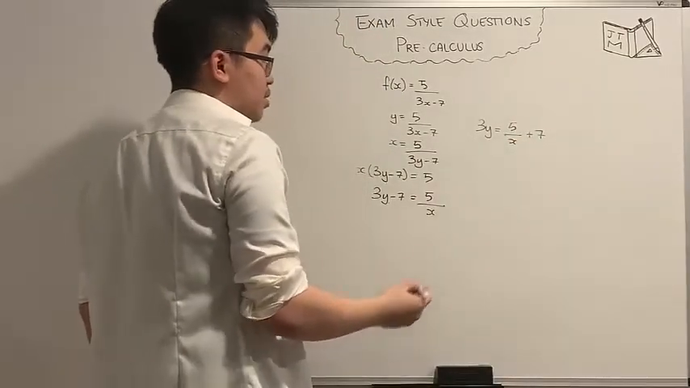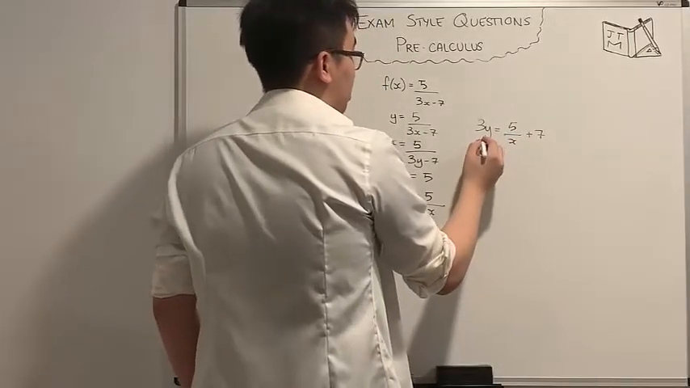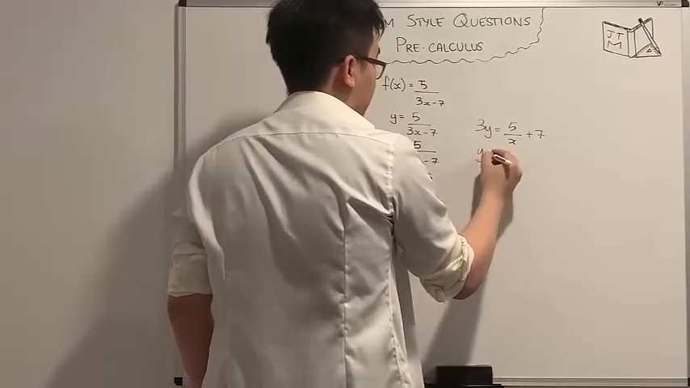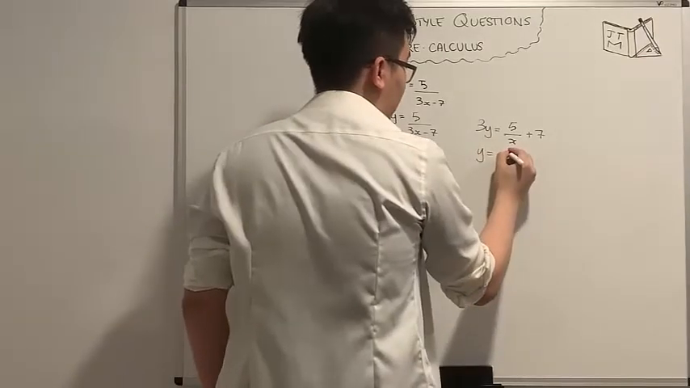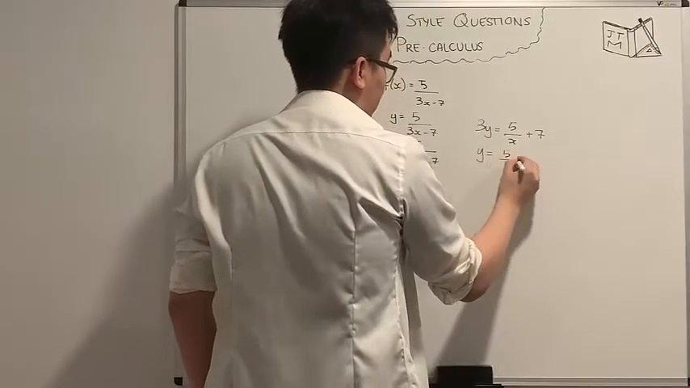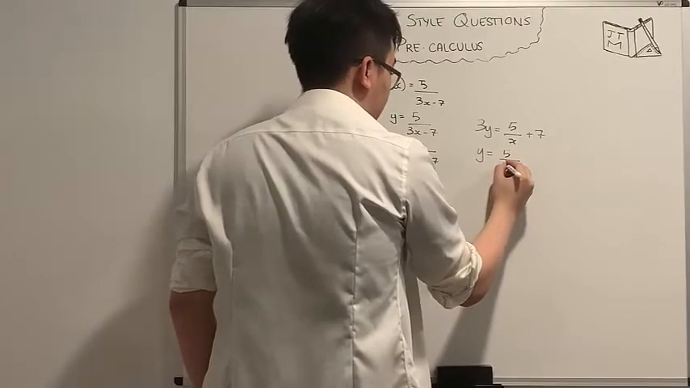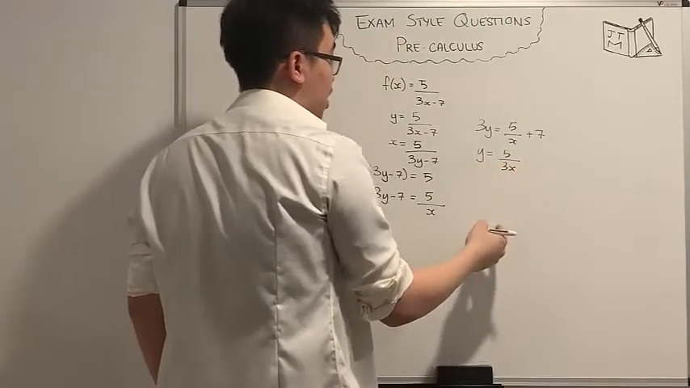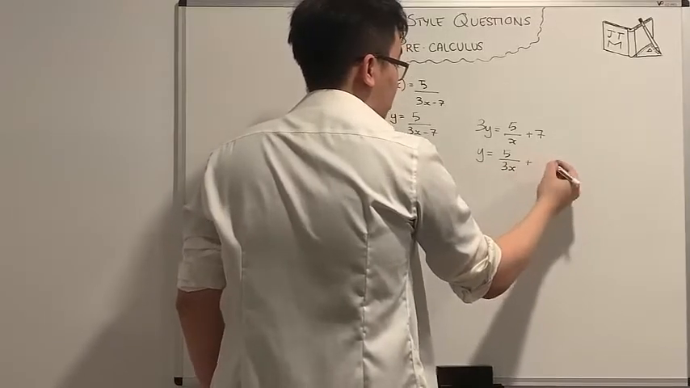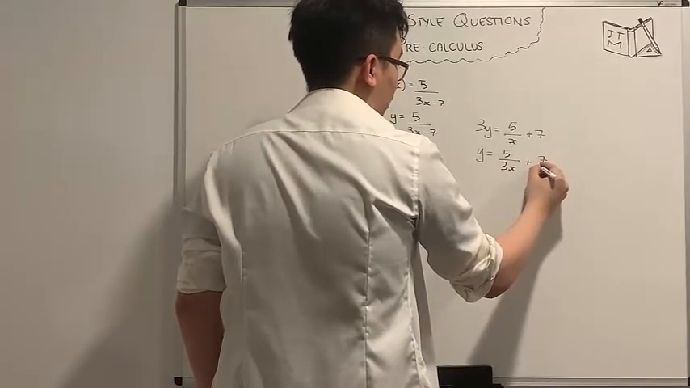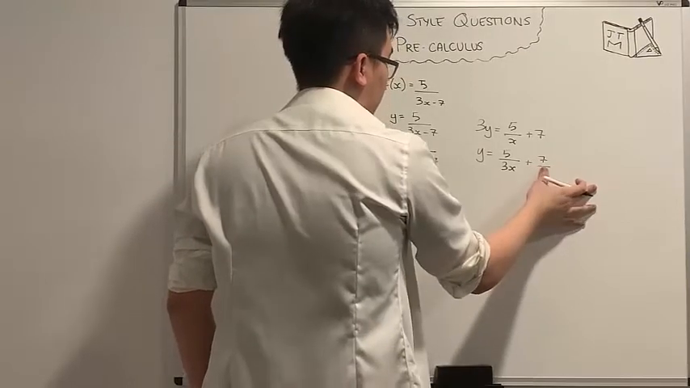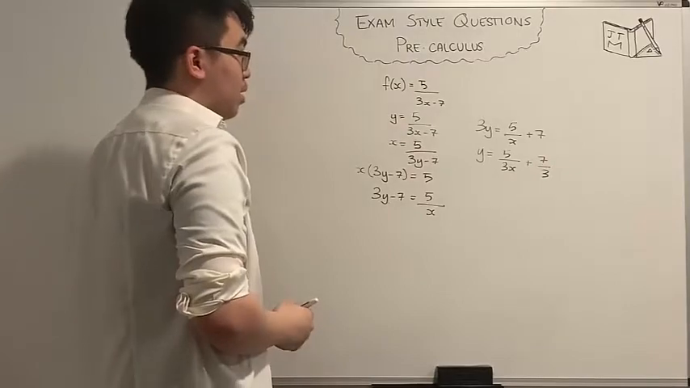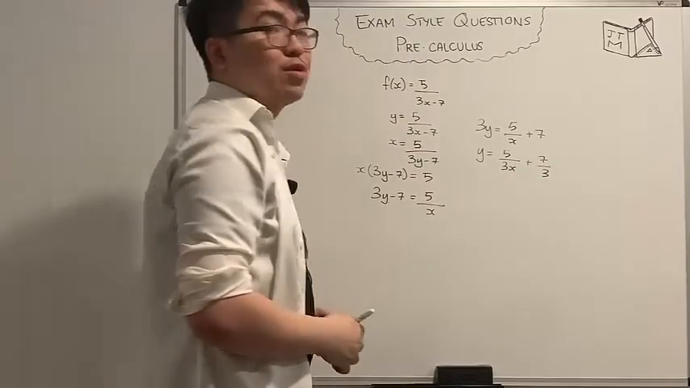because that would mean something different. And now we want to divide both sides by 3 to get rid of this 3 and have y on its own. And the way we do that for this right side is we're going to multiply the denominator by 3. So x becomes 3x. And 7 is the same as 7 over 1. So when we multiply the denominator by 3, we're going to have 7 over 3. And this is your inverse function.